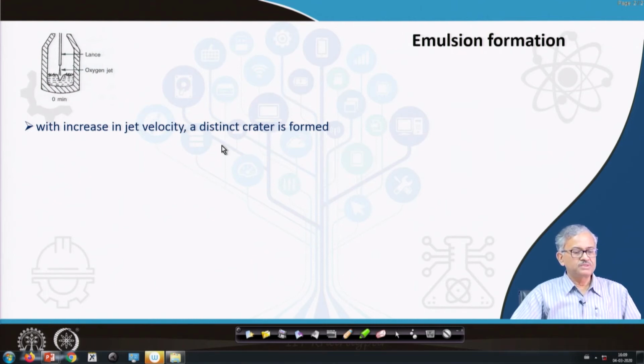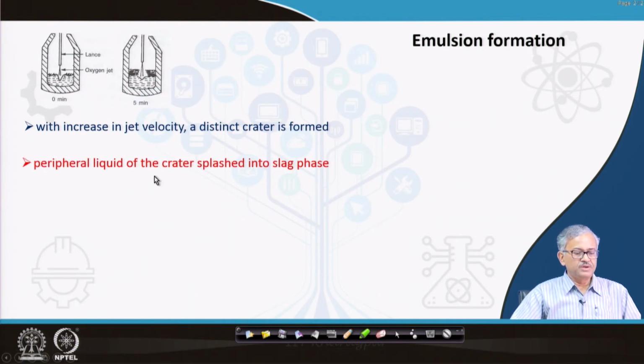A crater forms, and then the liquid droplets, that is the peripheral liquid of the crater, splash into the slag phase. You have the slag here, and the crater forms, and the peripheral liquid from here will be splashed into the slag phase. From the crater there are liquid droplets. So, it tears off the liquid droplets and throws them into the slag phase.